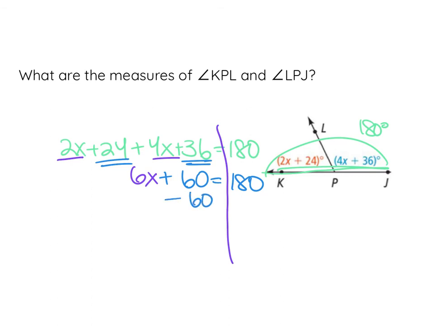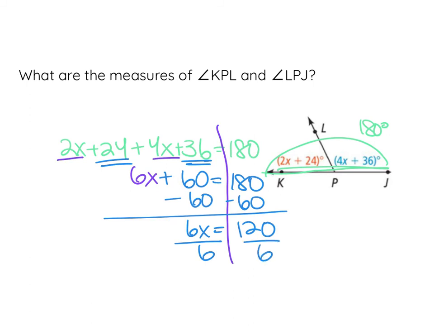Now we're going to solve. So I subtract 60 from both sides. Divide by 6. So x is 20. Now again, it's not asking for x. It's saying what's the measures of KPL, LPJ. That's those angles here. So I need to plug 20 in.